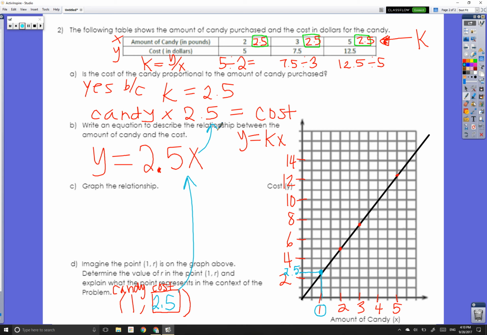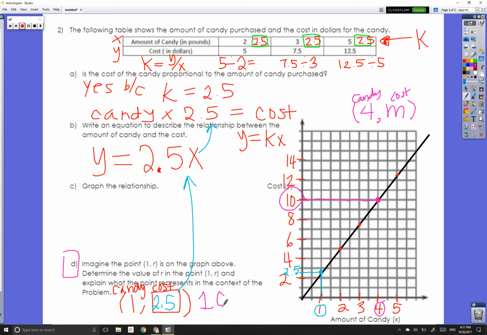The other question that I've been using in class was, I said, well, what if I say something like, if I have the point 4, comma m on the graph, what's the value of m? Well, remember, this is candy, and this is cost. And so if I go to 4 candies, and I go up here, I now notice that there's a cost of $10. So in the context of the problem, I actually didn't finish letter D.